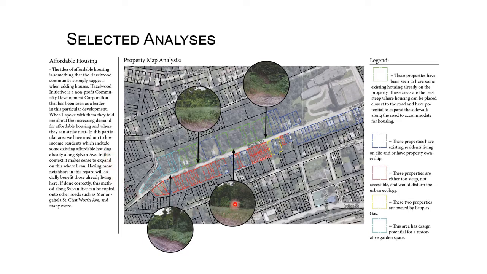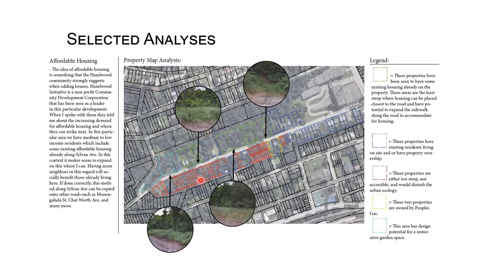In this map illustration, the red pieces of property I have visually analyzed to be too steep to build a house on. And the blue outlines are properties the residents currently own or live on. The green lines are where I have found the most potential for housing due to its relatively flat surface.